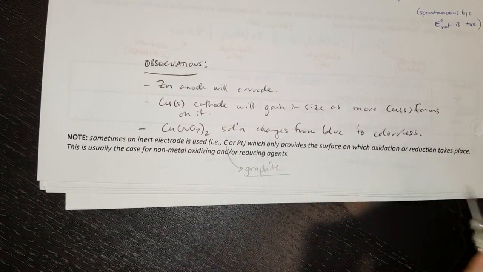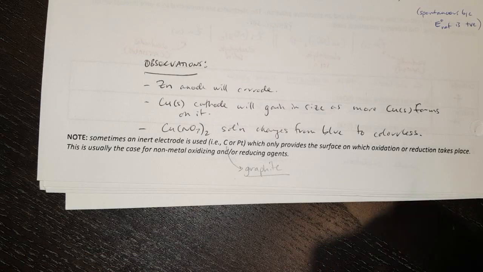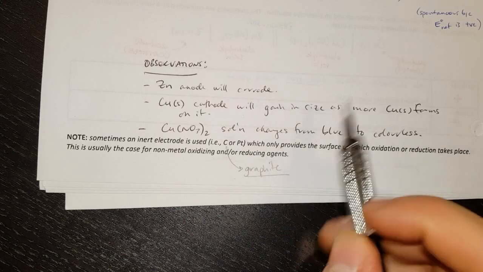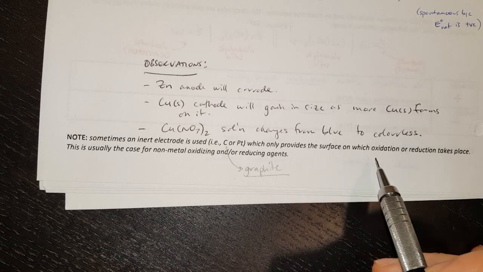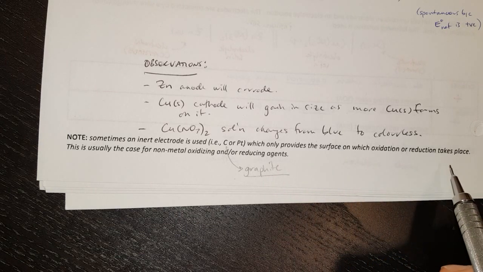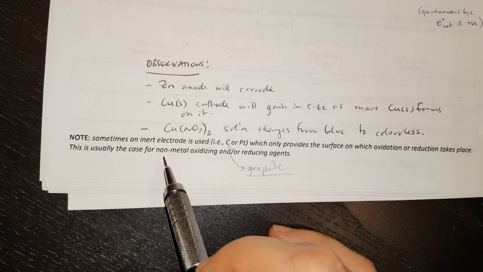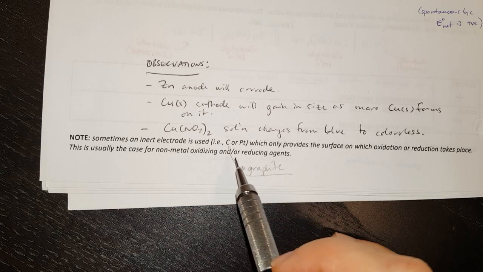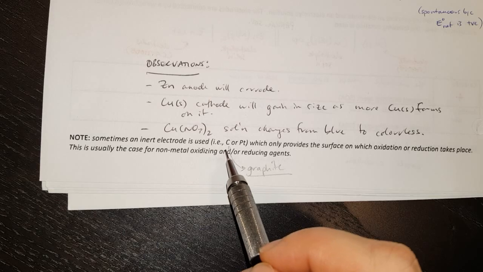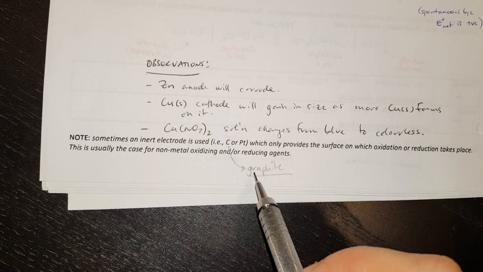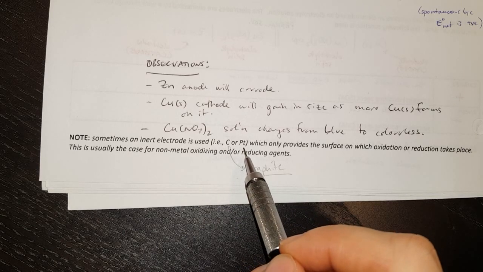Okay, we don't mean diamond, we mean graphite, because recall that graphite is the only one that can conduct electricity. It has those delocalized electrons that allow it to conduct electricity. So we need a graphite electrode, which only provides the surface on which oxidation or reduction takes place. This is usually the case for non-metal oxidizing and or reducing agents. So this gives us a clue. We might have to use either a carbon graphite or a platinum electrode.